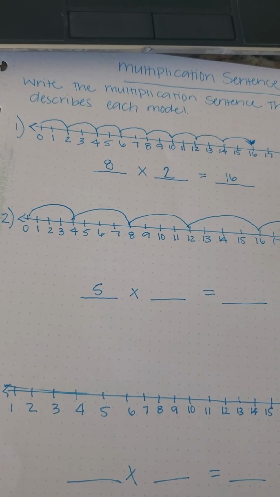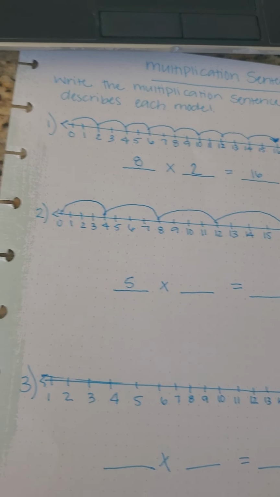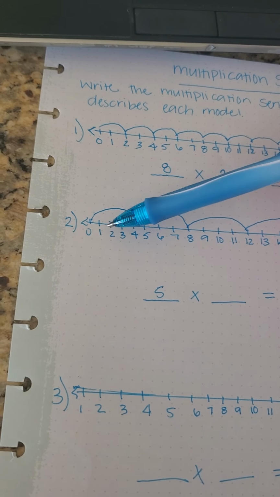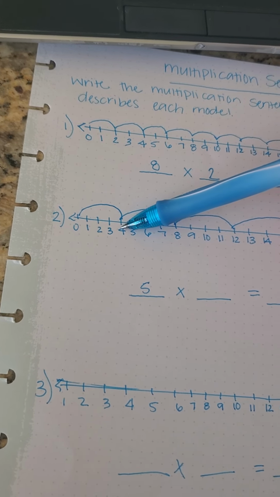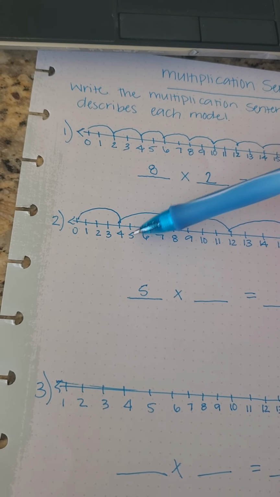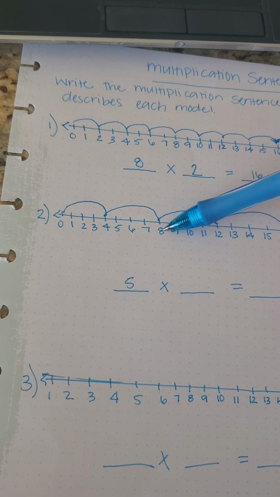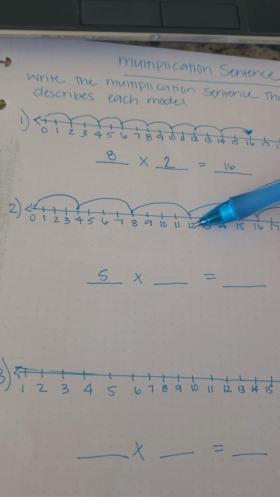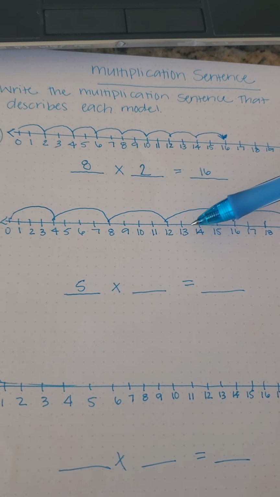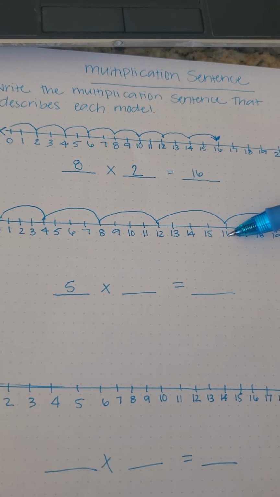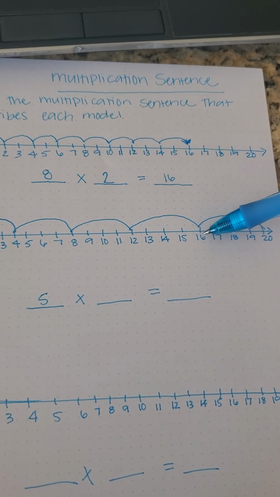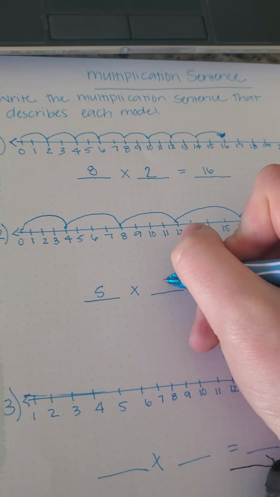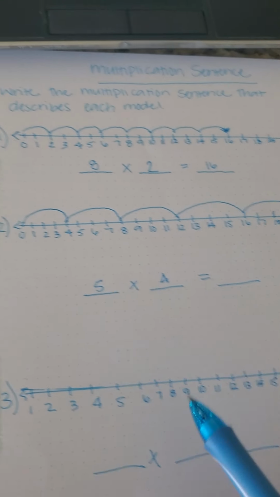Now we have to figure out how many are in each group. Let's see, 0 to 4, that is 4 numbers: 1, 2, 3, 4. 4 to 8, there is 1, 2, 3, 4. 8 to 12, 1, 2, 3, 4. 12 to 16 is 1, 2, 3, 4. And 16 to 20 is 1, 2, 3, 4. So within each group, there are 4 numbers.